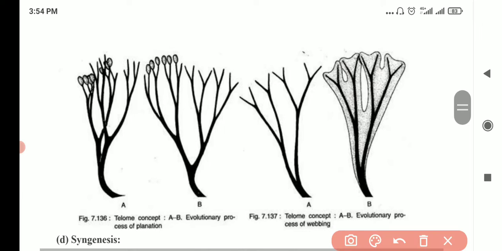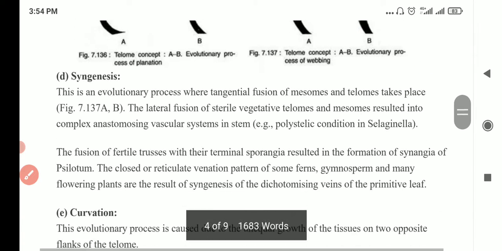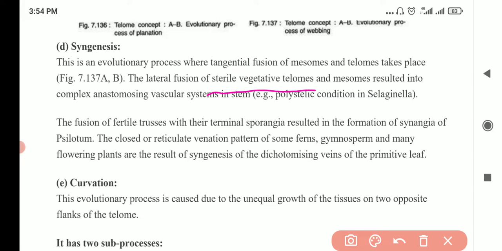So here you can see the flattening. This is the planation, the webbing. Syngenesis means fusion. So what happens is that the sterile will fuse together, and then it will become a complex structure.